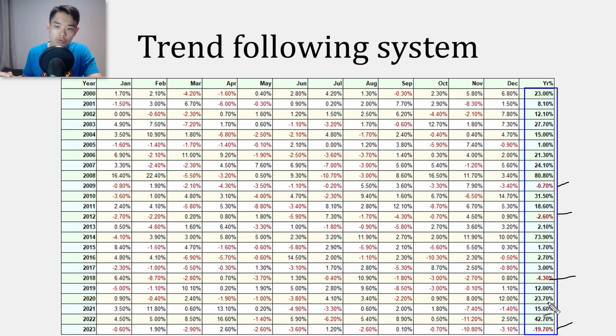And what's interesting about trend following is that it usually does very well during a crisis period. For example, the dot-com bubble, up about 23%. 2008 financial crisis, up about 80%. COVID, up, in this case, 23%. Russia-Ukraine war, 42%. So you can see that when there is crisis, when there is panic in the markets, trend followers usually would do well during this period.